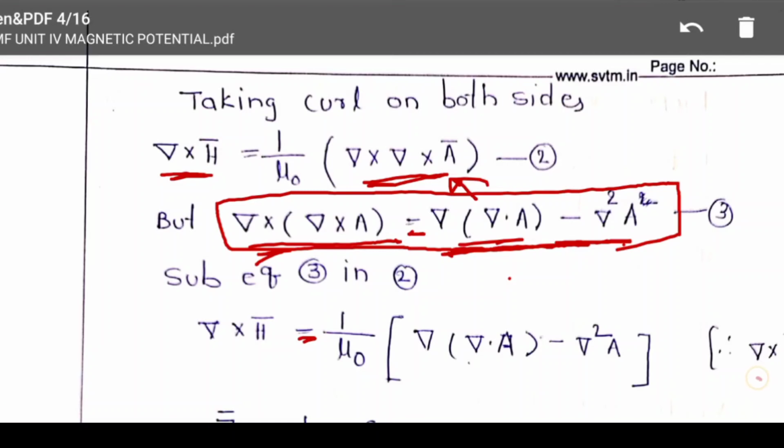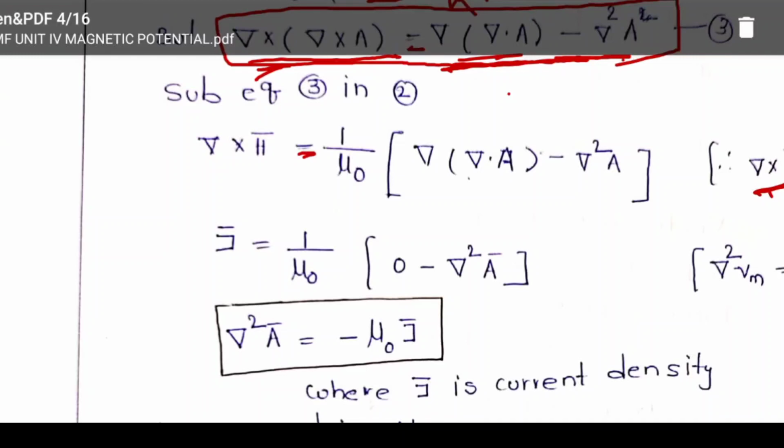Because we already know Ampere's circuital law in point form, del cross H equal to J bar. In place of del cross H, we can substitute J bar. J bar equal to 1 by mu naught, del into del dot A minus del square A, where del dot A equal to 0.